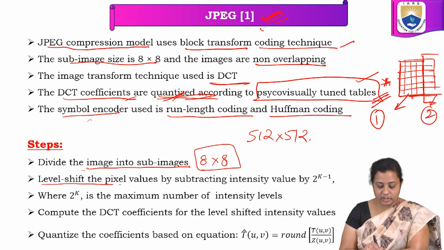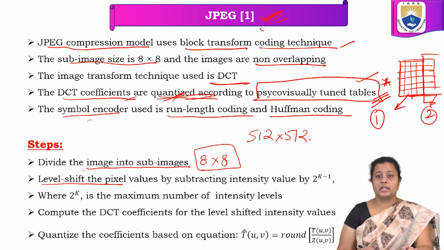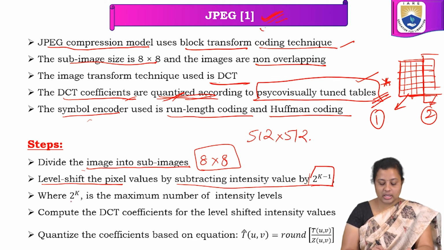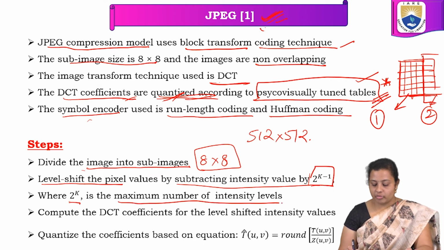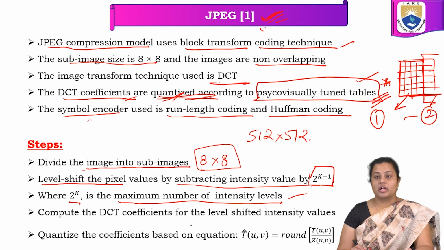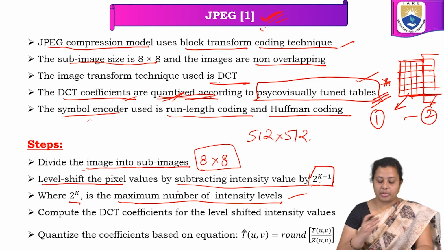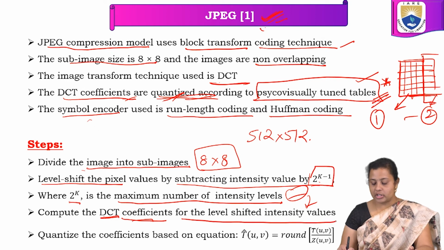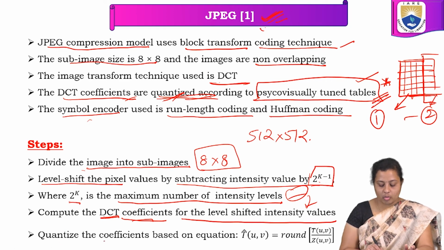Then we do level shifting. How are we doing the level shifting? From each intensity value we subtract 2 power k minus 1, where 2 power k is the maximum number of intensity levels in that image, right? So 2 power k minus 1 is subtracted from each intensity value in that subimage. Using those values we perform the DCT transform and get the DCT coefficients. So these DCT coefficients for the level shifted intensity values are calculated. Then using these DCT coefficients, we perform the quantization.